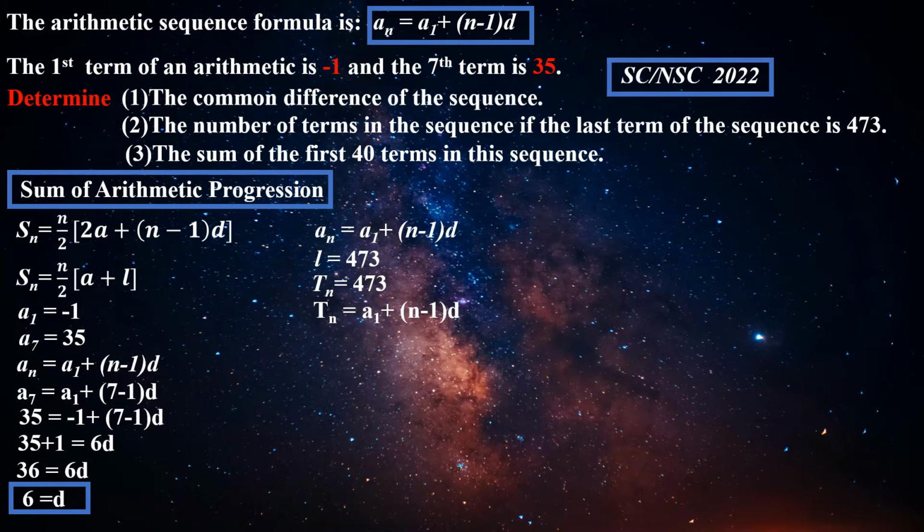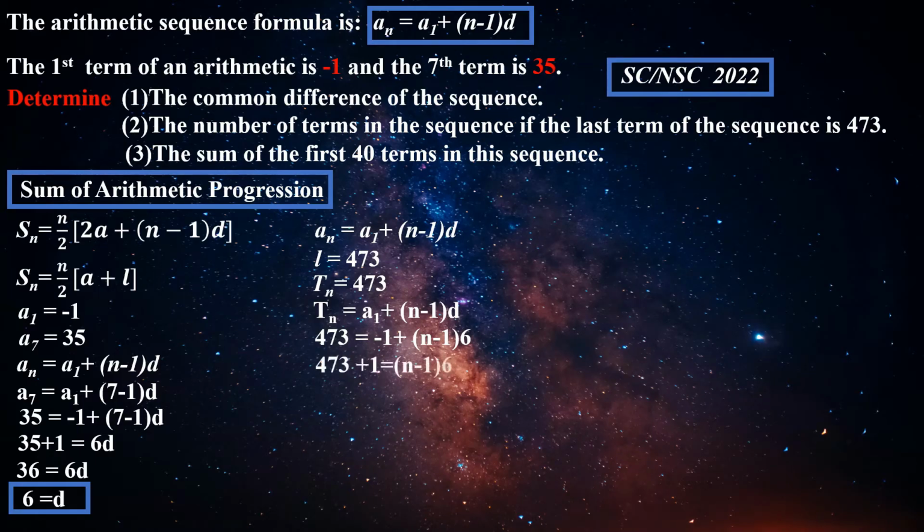So most of you may be confused. Why do we have Tn? We should have an. It's just the same. So Tn just means the term position, right? Same as an, right? So here we're going to have 473, and a1 is going to be -1, plus n minus 1 times 6. The reason why we put n is that we don't know the value of n, right? That's what we want to find, which is the position.